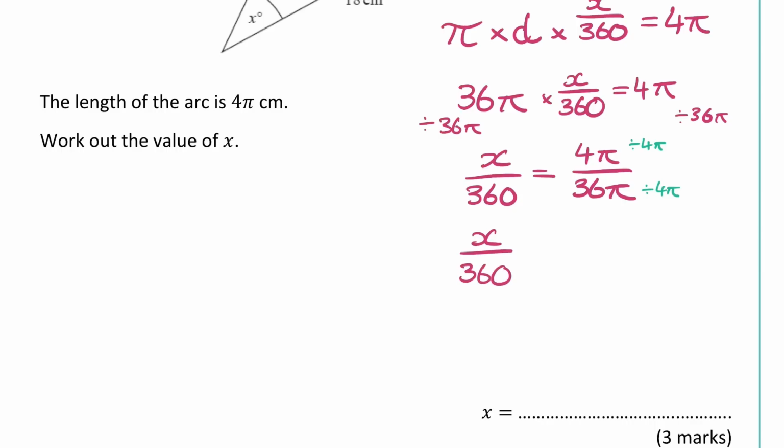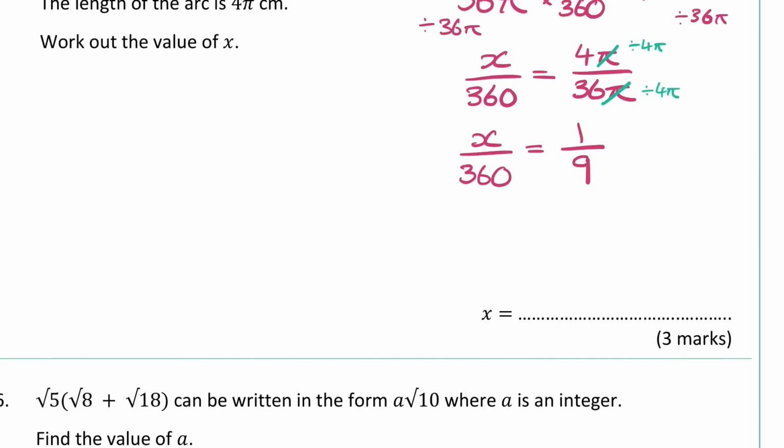Bearing in mind, it's just like we would do with a normal fraction, which is looking for a common factor top and bottom. You could divide top and bottom by 4 if you want and cross the pi's off. Completely up to you. It's actually probably easier just to cross the pi's off. They just cancel out. And then it's just 4 over 36, which we're simplifying. So the top divided by 4 is 1. The bottom divided by 4 is 9. So x over 360 is equal to 1 over 9.